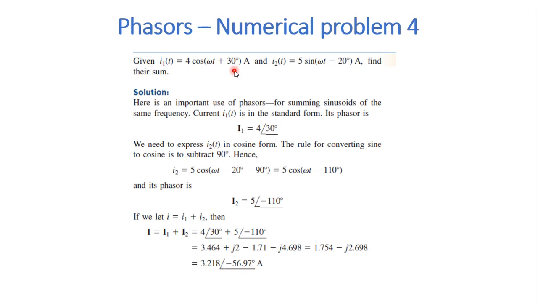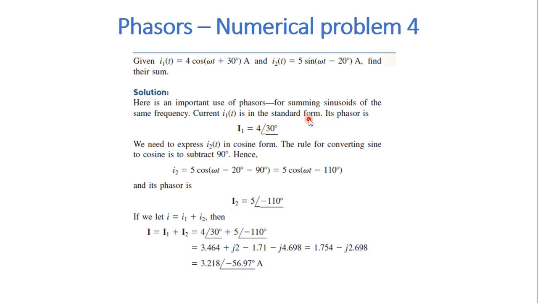And one more point we have to note is that these sinusoids can be added together only if they have the same frequency. So here we can note that both have the same frequency omega. So we can write this in phasor domain representation, then add them together. This is one of the main advantages of phasor representation.